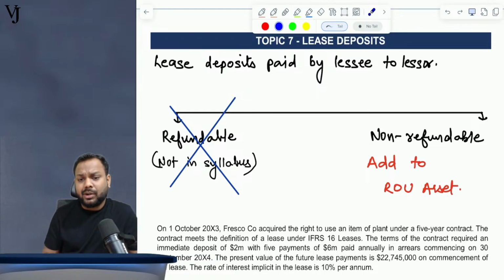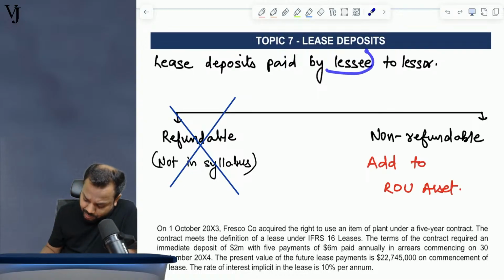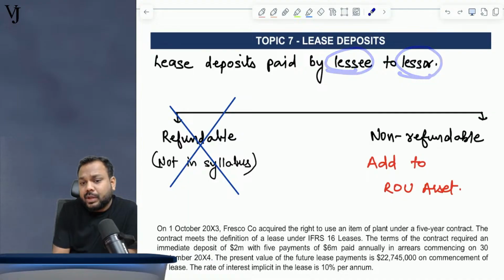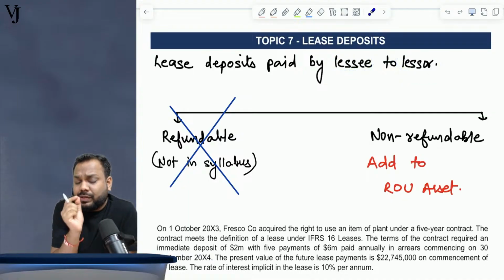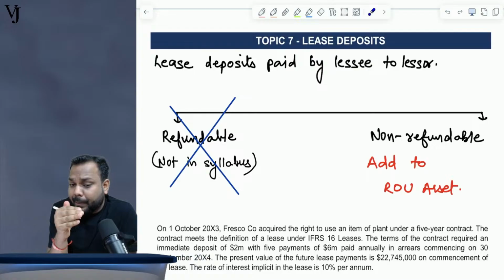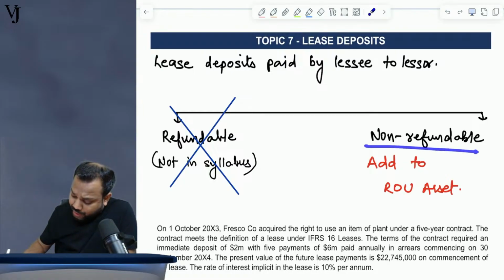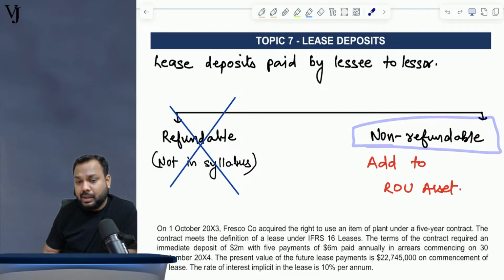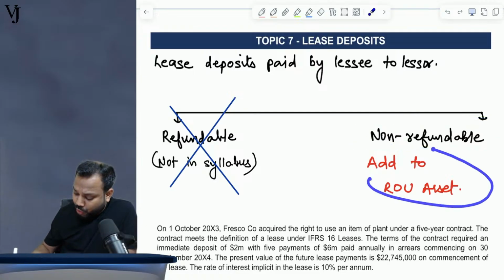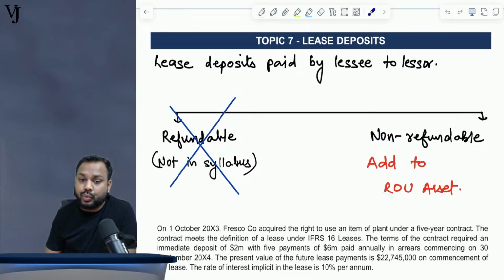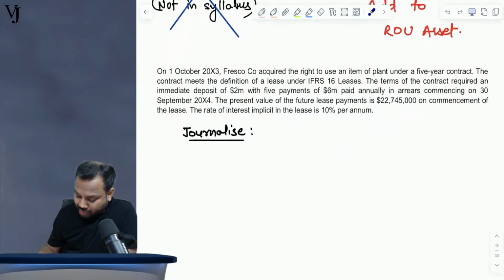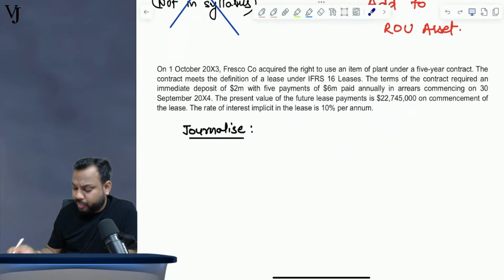What is the treatment of deposit paid by lessee to lessor? Come on, guys, tell me. Now understand, if it is a non-refundable deposit, we just need to add it to the ROU asset. I've taken up a question and I'll explain this also.